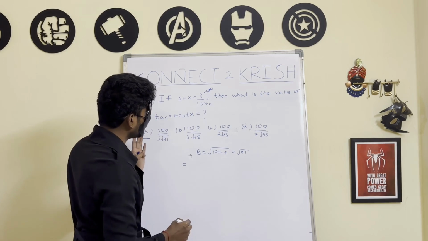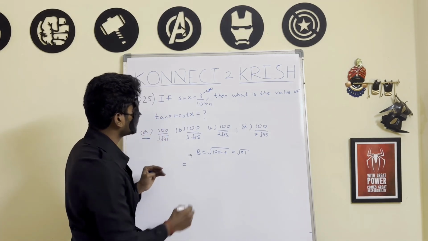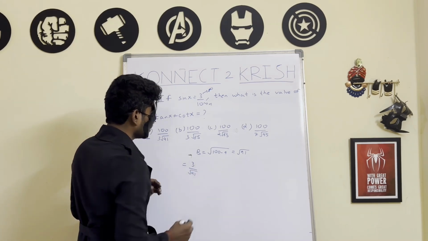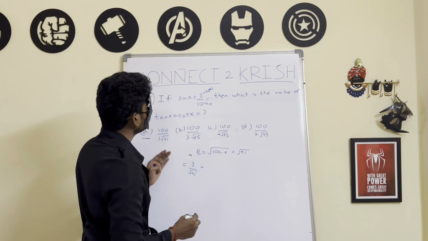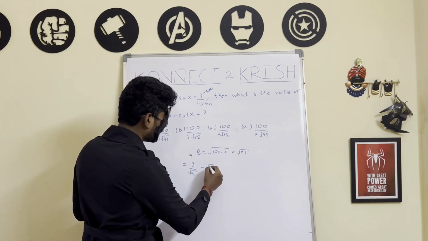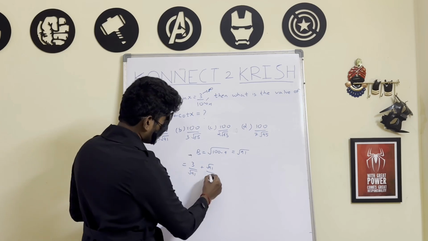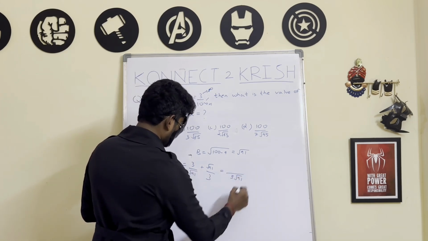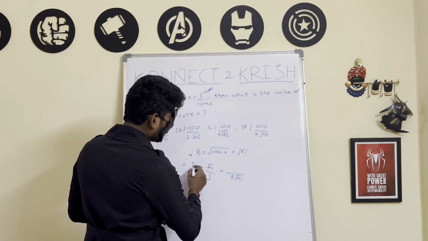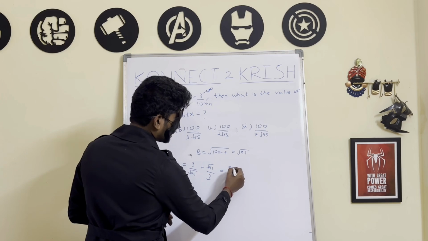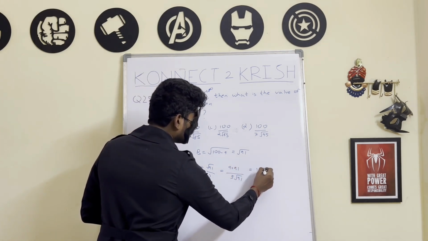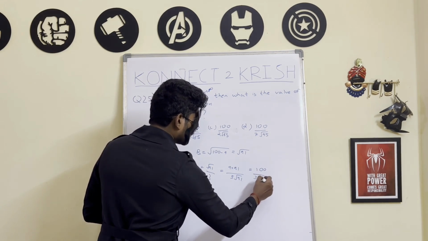So tan x is nothing but perpendicular by base. Perpendicular is 3, base is root 91. Cot x is nothing but base by perpendicular, root 91 by 3. So take LCM, 3 root 91, which is nothing but 9 plus 91. Root 91 into root 91 will be 91. 9 plus 91, which will be 100 by 3 root 91.